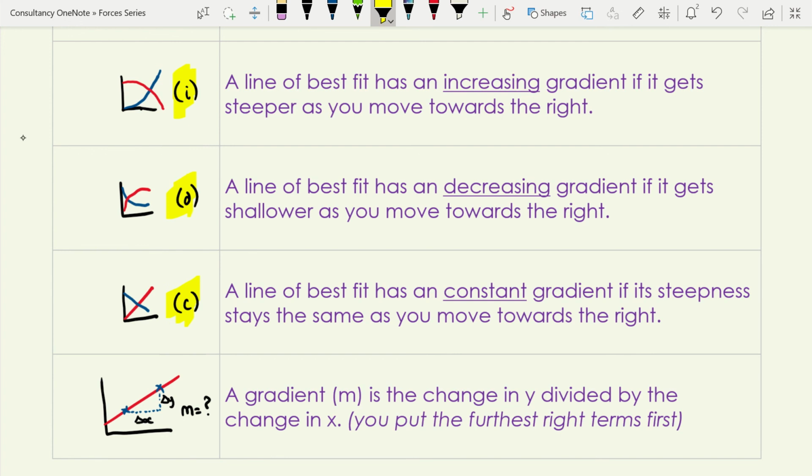And this graph is basically asking you what a gradient is. As you see, what is a gradient? Well, it's the change in y over change in x there. And remembering, in terms of some practical information, you put the furthest right terms first in the calculation. So that's what my notes would look like.